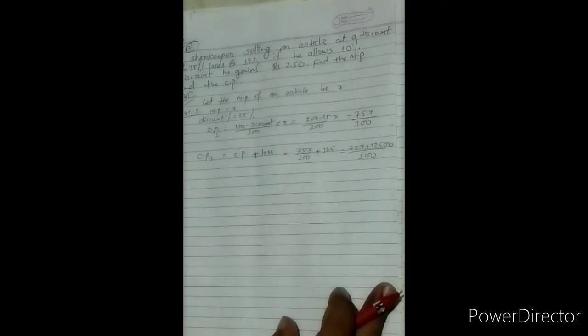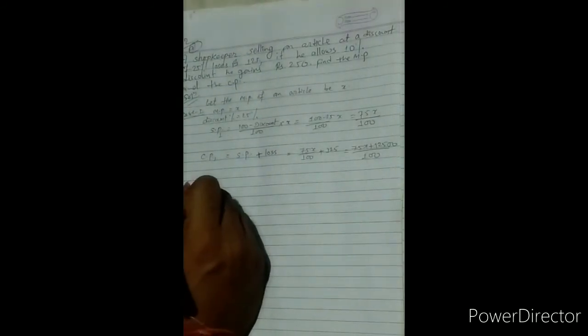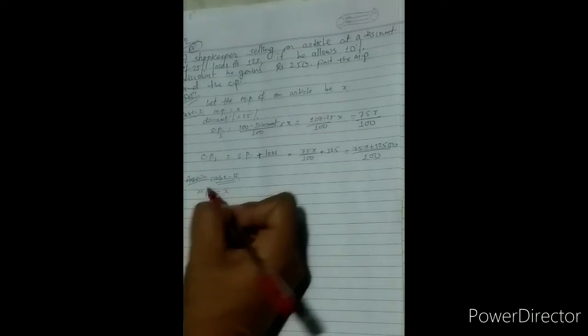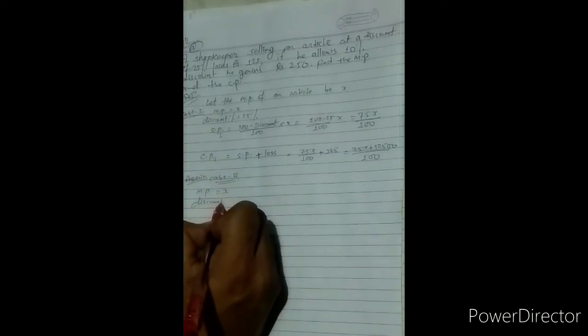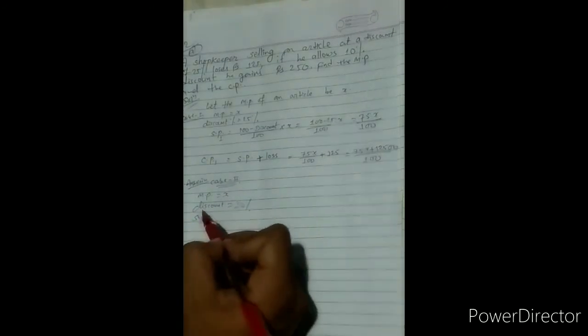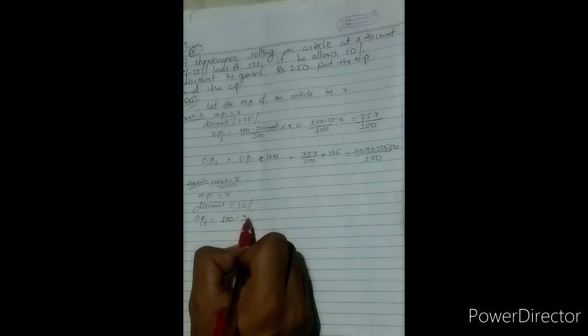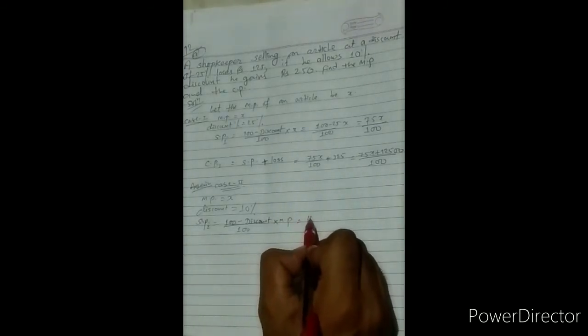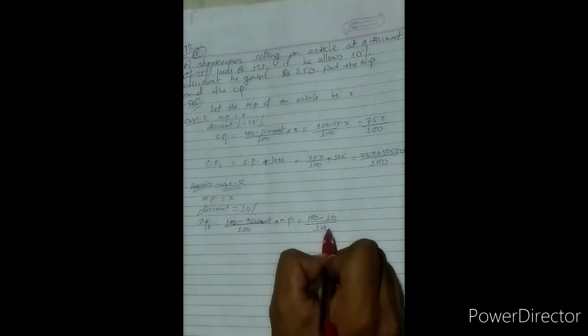Let it be up to here. Again, case 2. In case 2, the mark price is the same, and the discount is reduced to 10%. At first 25% was there, now only 10%. So from here you can get SP2: 100 minus the discount percent of MP. 100 minus 10 by 100 x, 90x by 100.